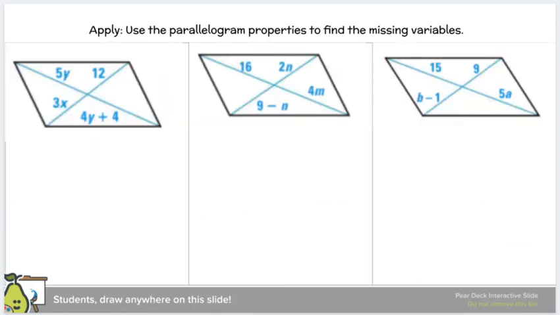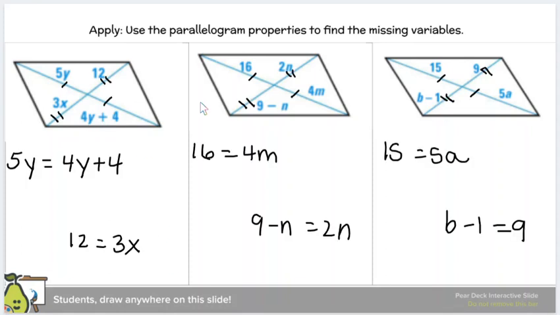On the next slide, when you are ready, you can press play, but go ahead and pause these to see if you can figure out the remaining missing variables in each of these parallelograms. So remember that in a parallelogram, the diagonals will always bisect each other. That means that they're cutting each other into 2 congruent pieces.